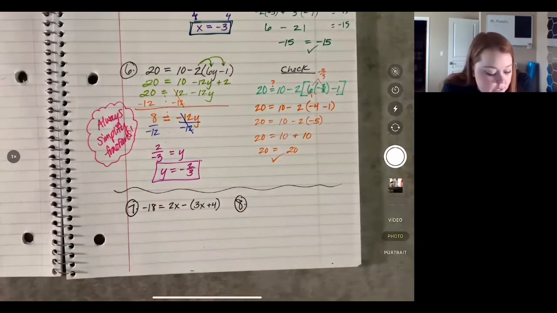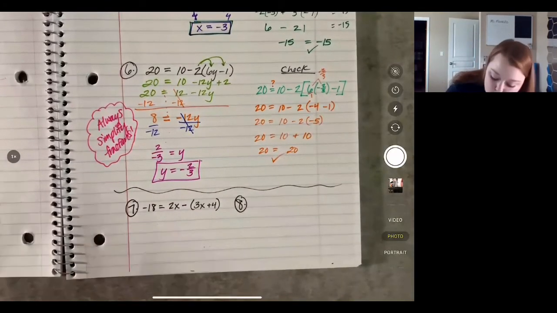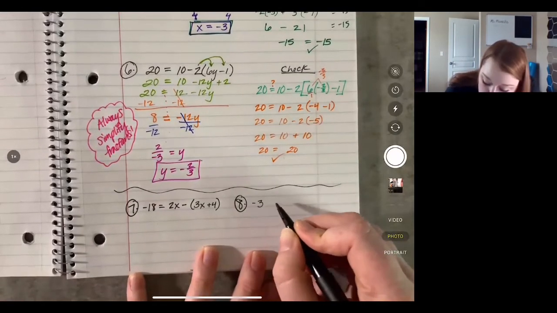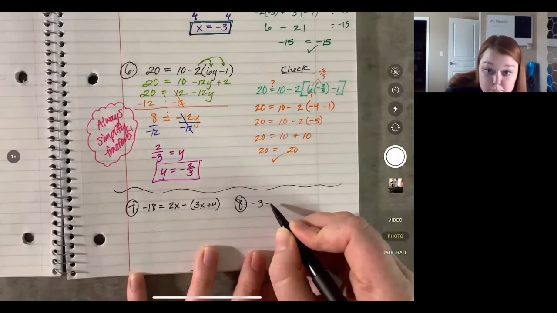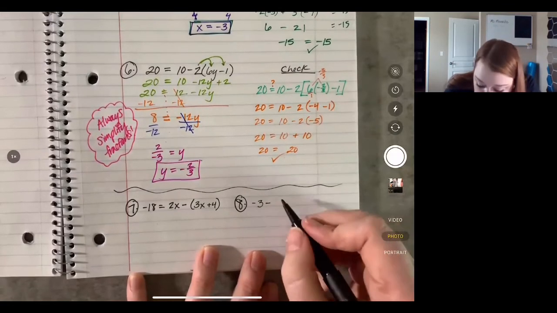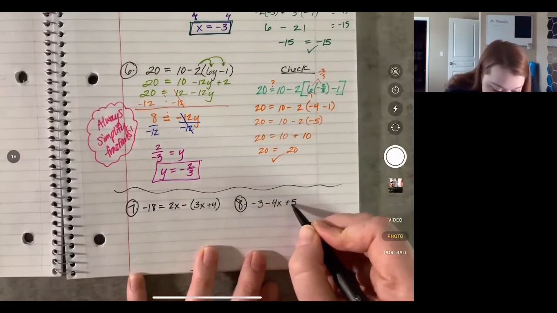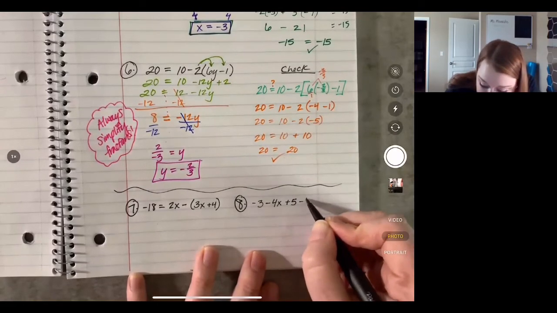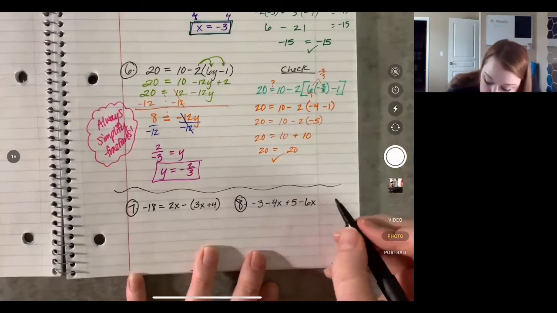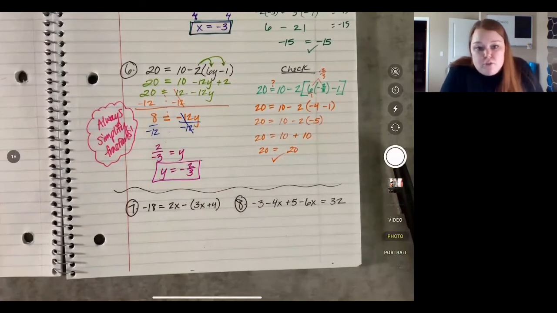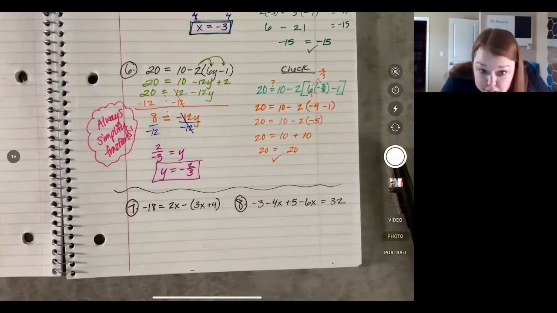Number 8: negative 3 minus negative 3 minus 4x plus 5 minus 6x equals 32. Pause if you need to. Make sure you wrote those down correctly.